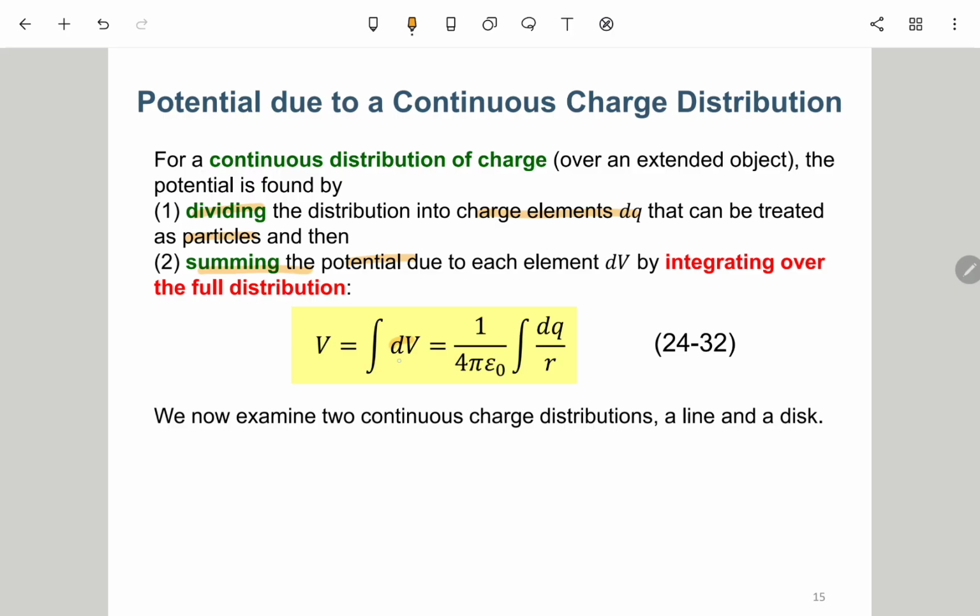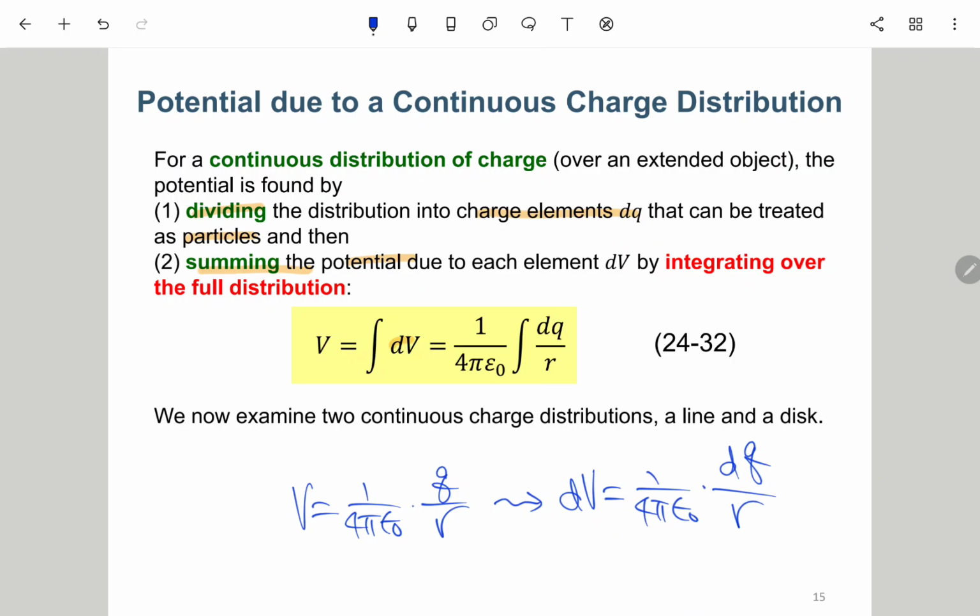So finally, it turns out to be dV. Previously we have V equals 1 over 4 pi epsilon naught times q over r. So we can rewrite it as dV equals 1 over 4 pi epsilon naught, which is a constant, times dq over r. We just change V into dV, q into dq. So 1 over 4 pi epsilon naught goes to the front, dq over r. Of course, for different dq, r might be different, so we tend to put the r inside the integral.